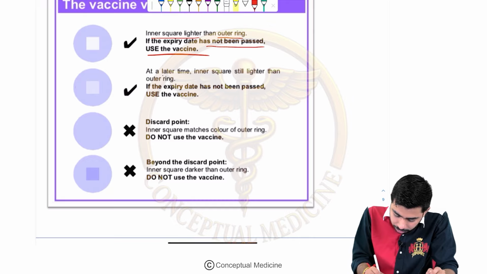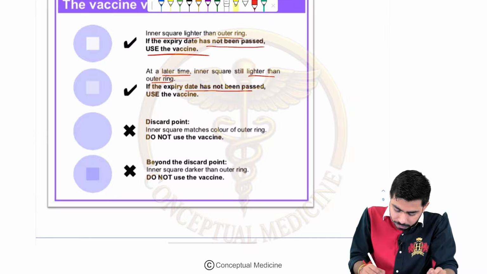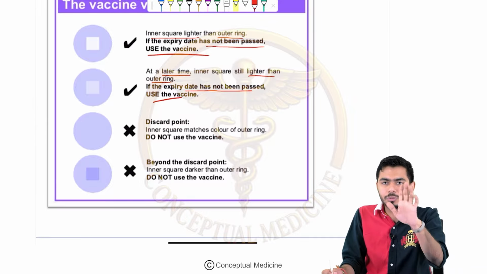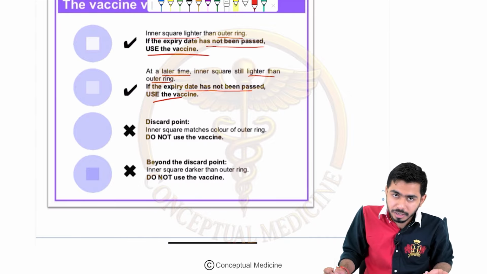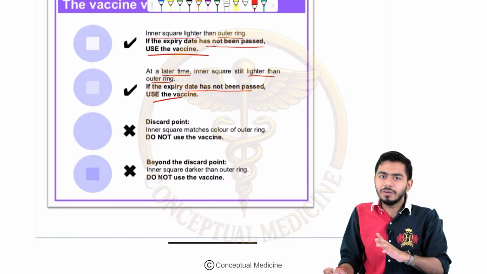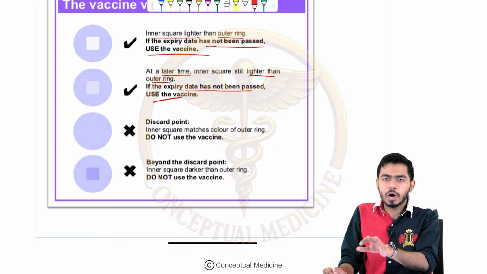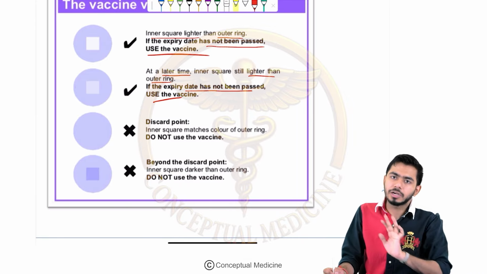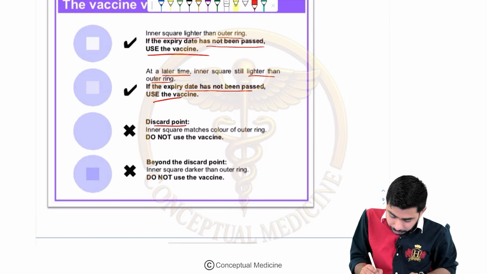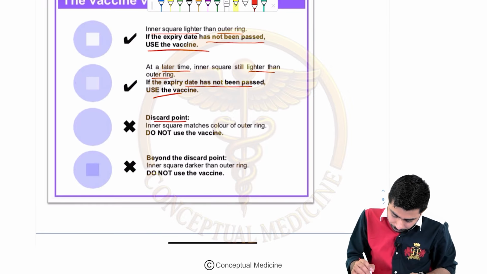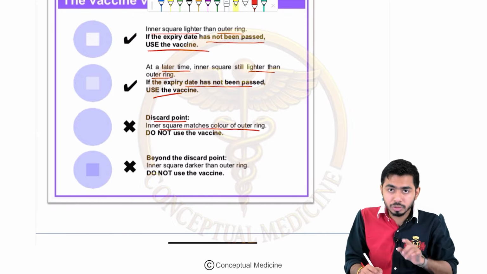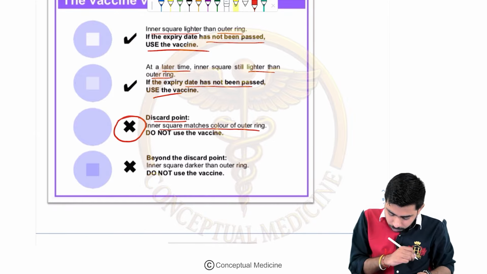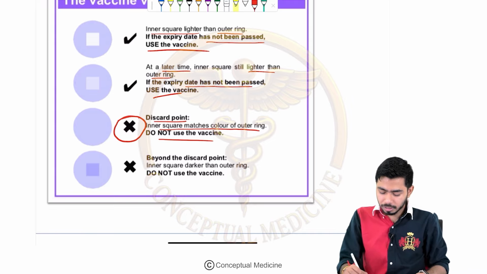If at a later time the inner square is still lighter than the outer ring, and the expiry date has not been passed, still you can use the vaccine. Right? But if you can't see the square in the outer ring, then this is the sign where you should understand that now I should not be using this vaccine. Simply discard this vaccine, right? This is called the discard point, where the inner square matches the color of the outer ring, and at this point of time you shall not be using this vaccine. Do not use the vaccine, rather discard the vaccine.